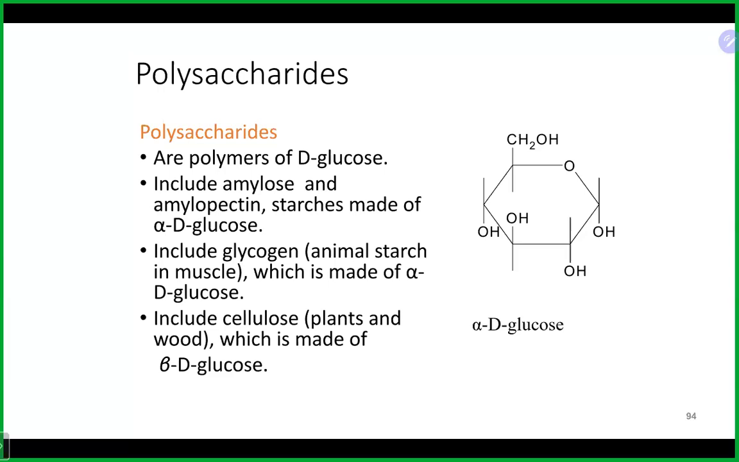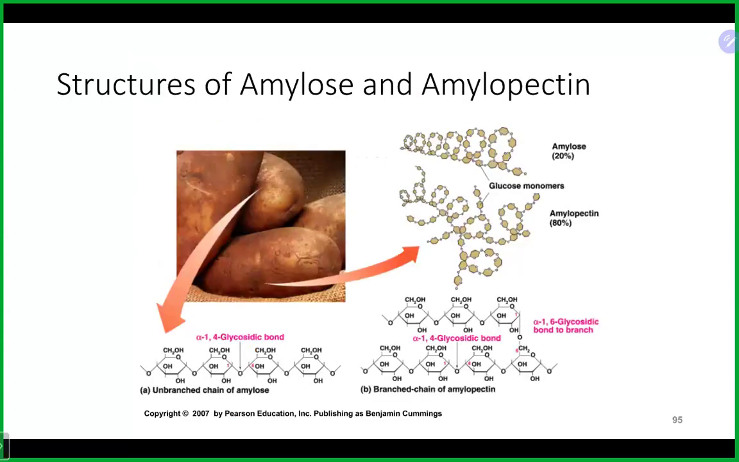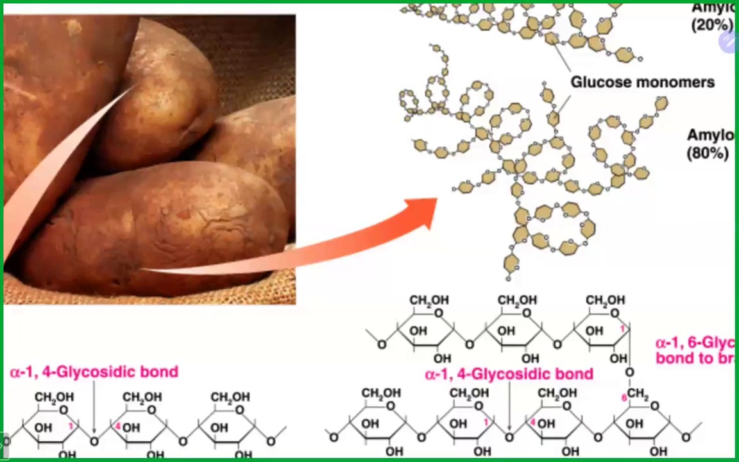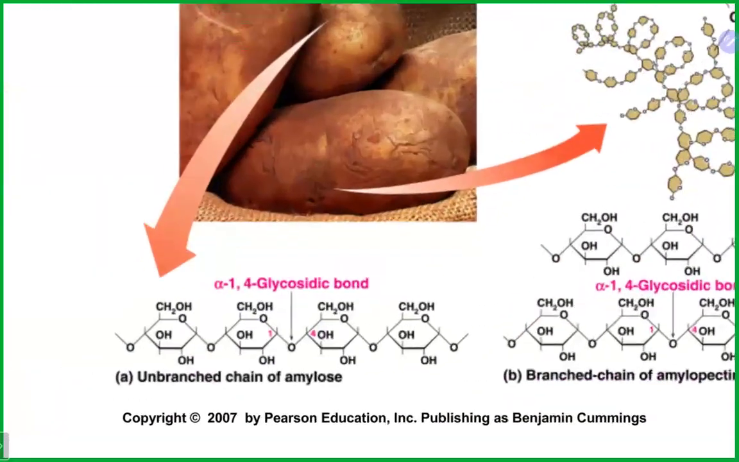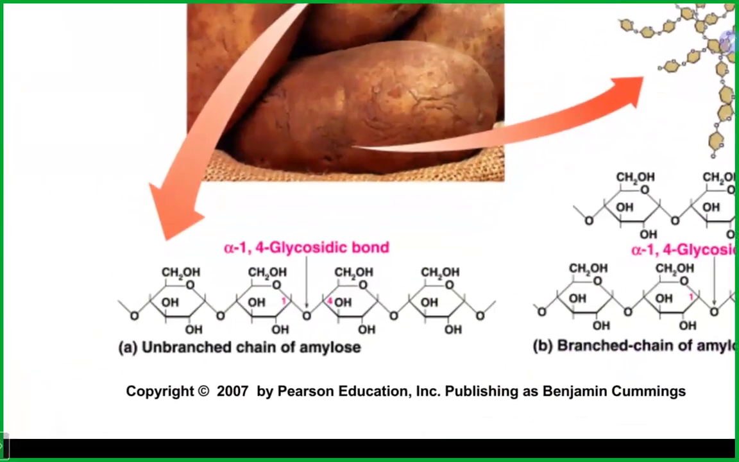Some polysaccharides we can talk about are amylose and amylopectin, and these are starches that are made of D-glucose. We'll also talk a little about glycogen, which is made of alpha D-glucose, and cellulose, which is made of beta D-glucose. So let's take a look at a couple of these. These are the structures of amylose and amylopectin, also known as the potato. So let's take a look here first at amylose.